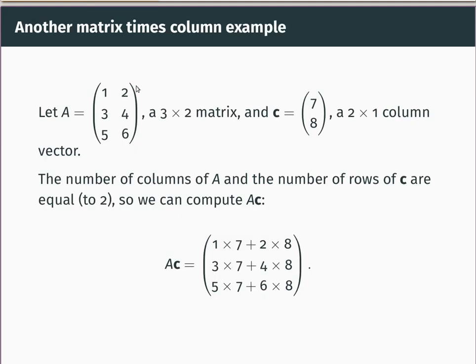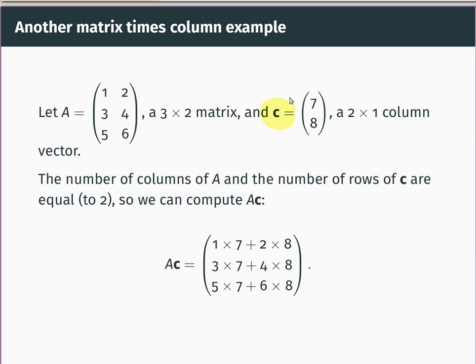Let's do another example of this just to make sure we have the definition right. So this time we will take A to be the 3 by 2 matrix whose entries are 1, 2, 3, 4, 5, 6. And we will take C to be the height 2 column vector 7, 8. This time we're multiplying a 3 by 2 matrix into a 2 by 1 column vector. It's okay to do this because the number of columns of A is the same as the number of rows of C. A has 2 columns, C has 2 rows, so we're able to multiply those things using our definition.